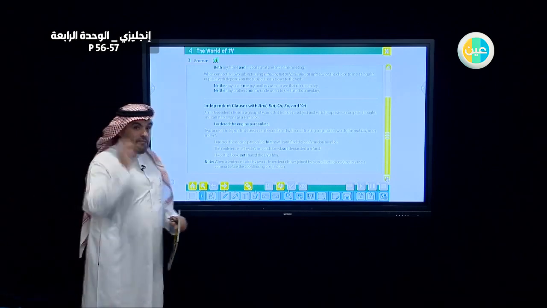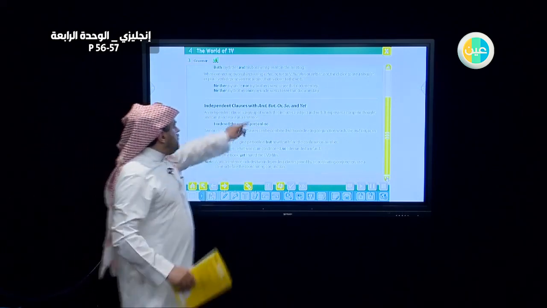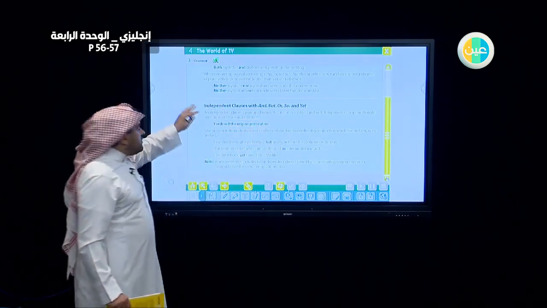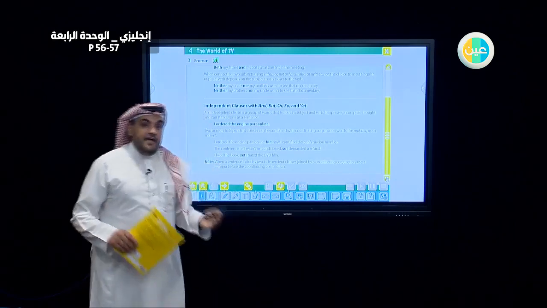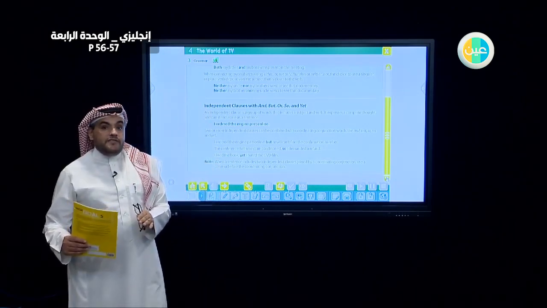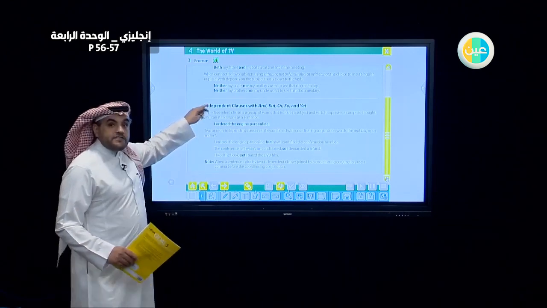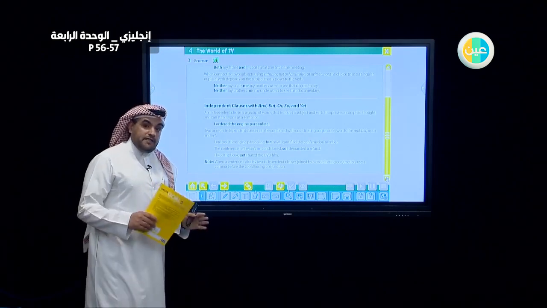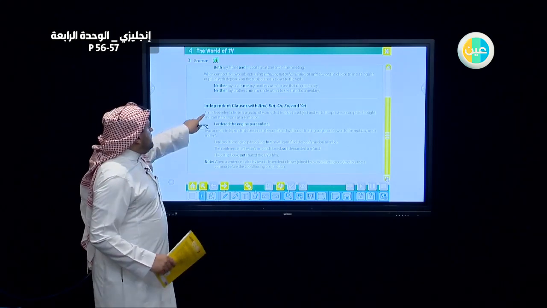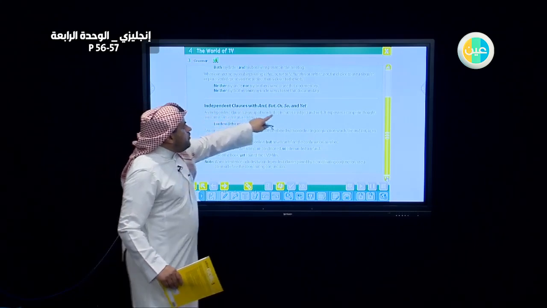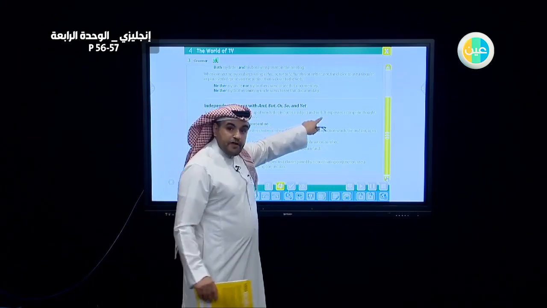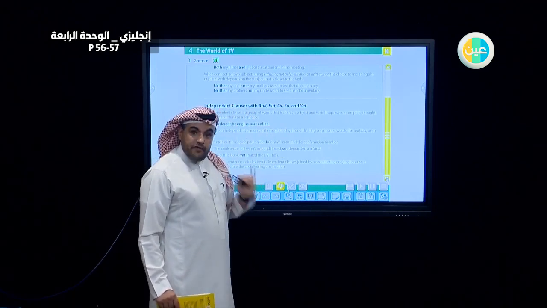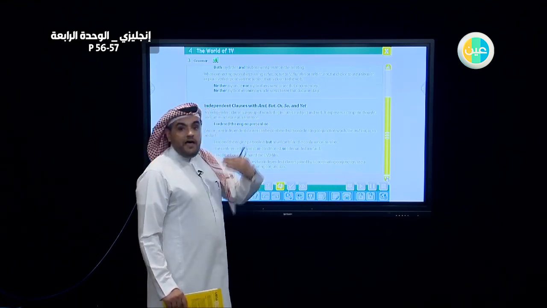Now let's talk about independent clauses with and, but, or, so, yet. What's the meaning of independent? The opposite of independent is dependent. Independent means a sentence that can stand on its own, a full sentence. An independent clause is a group of words that includes a subject and a verb. You know that a complete sentence should have a subject and a verb.